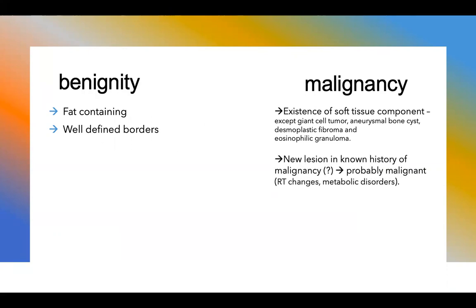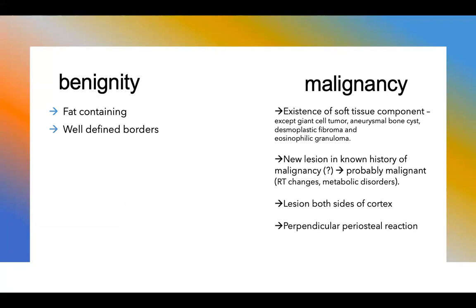When we have a new lesion in a patient with a known history of malignancy, again, we need to keep in mind that radiotherapy changes can actually mimic malignant lesions. When soft tissue is located on both sides of the cortex, with the cortex remaining intact, then this means a very aggressive lesion that has actually gone through the cortical channels.